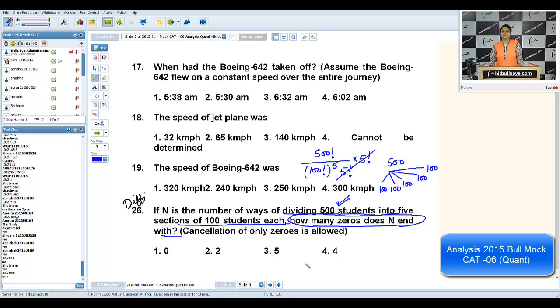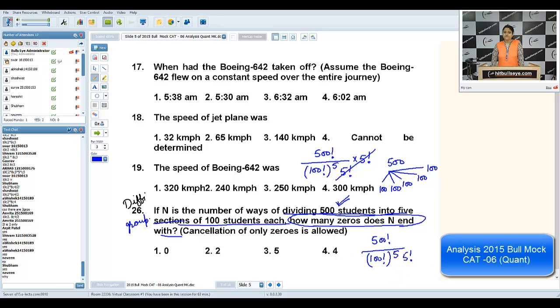Sections are always distinct. We can say that this is section 1, section 2. Had it been the word group, then the answer would be 500 factorial divided by 100 raised to power 5, times 5 factorial. In case of group, we can say groups are not distinct.